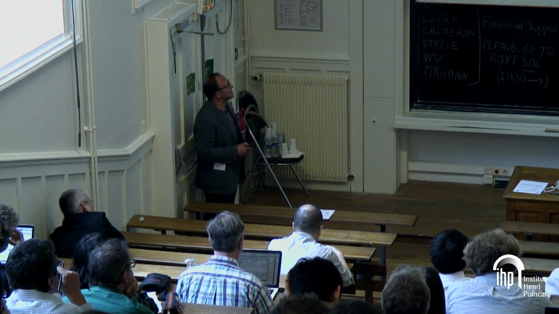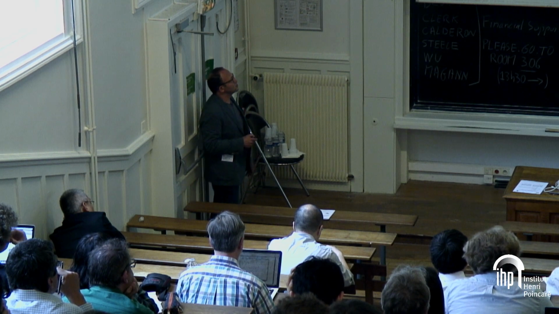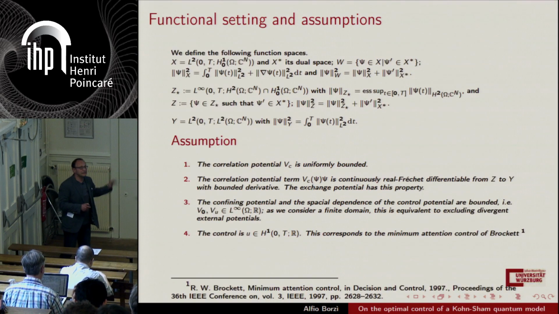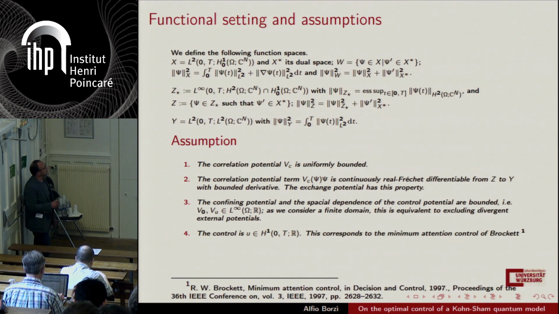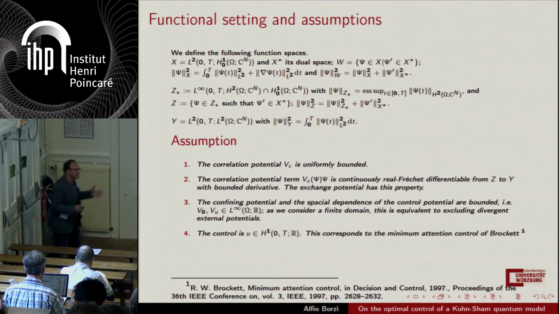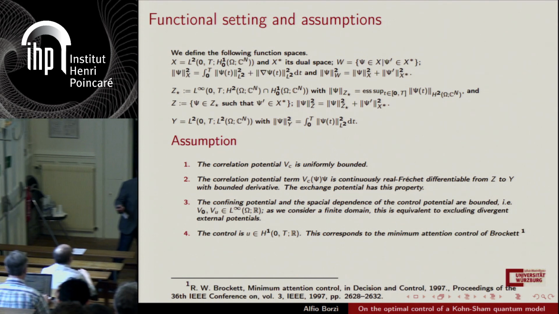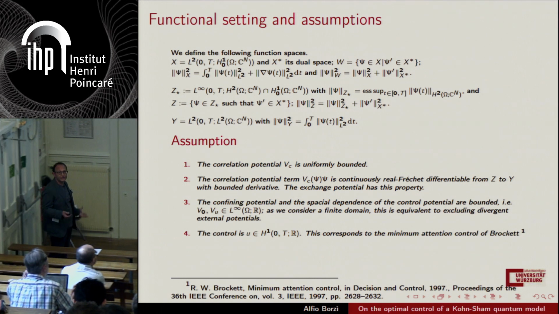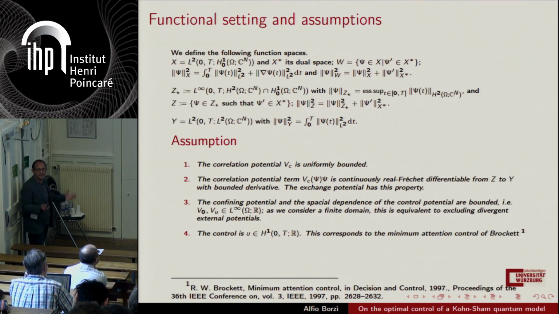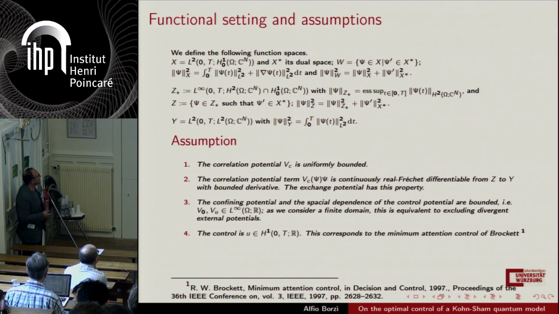So assumptions are that this correlation potential that we don't know analytically is bounded, is times psi, which makes the Hamiltonian also continuous real Frechet differentiable, and these are bounded, V0 and V are bounded. Indeed, if you are in a bounded domain, then you can also have x squared, no? But in general, not. If you write the problem in Rn, this is not true, so that would be wrong. There is no solution for the equation in that case, okay?